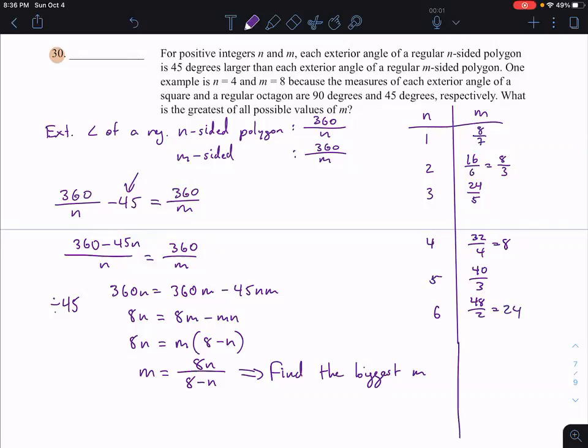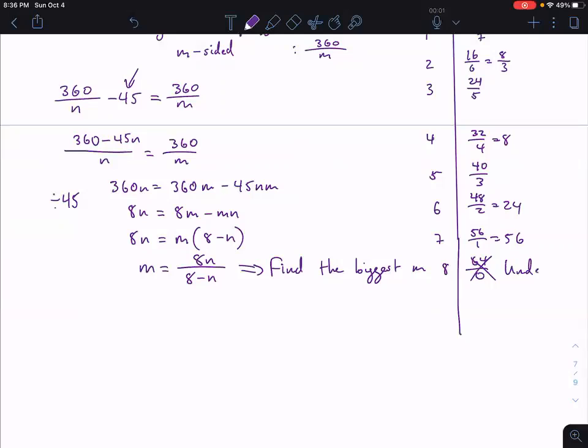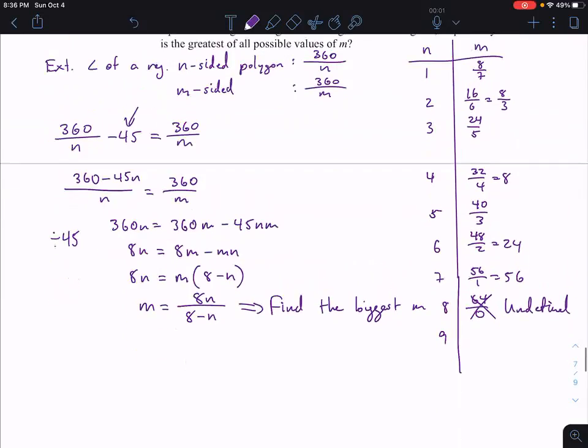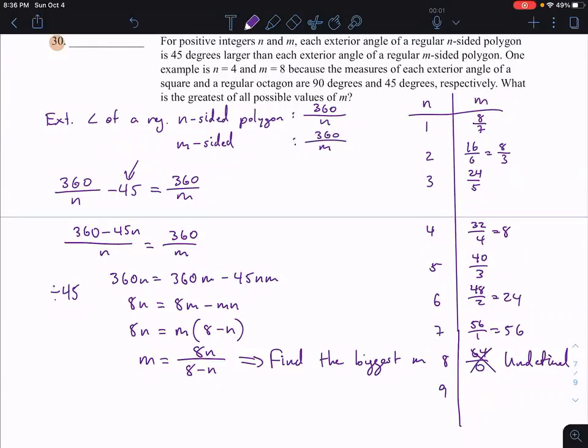If n is 7, then you get 56 over 1, that's just 56. And then for 8, you get 64 divided by 0. Well, this is not possible, so this is just undefined. And then if n is 9, at this point we just go into the negatives. From every value past 7, m is some negative number, and that's not good.